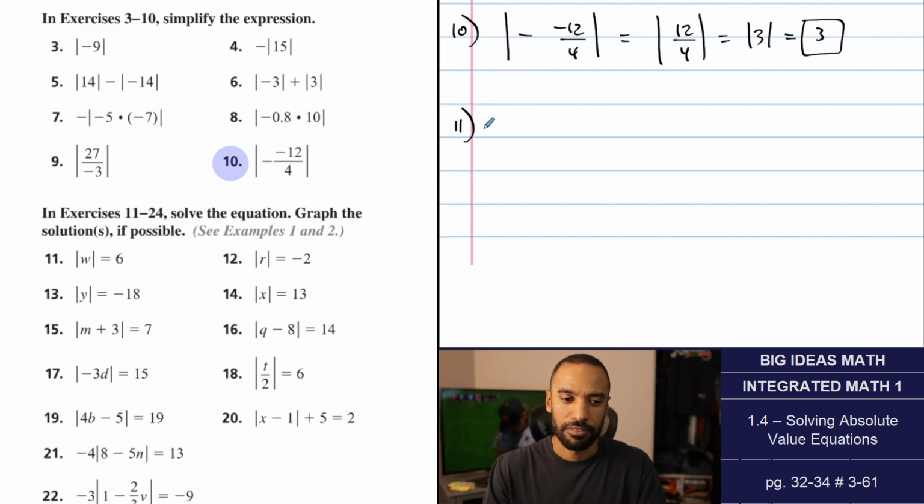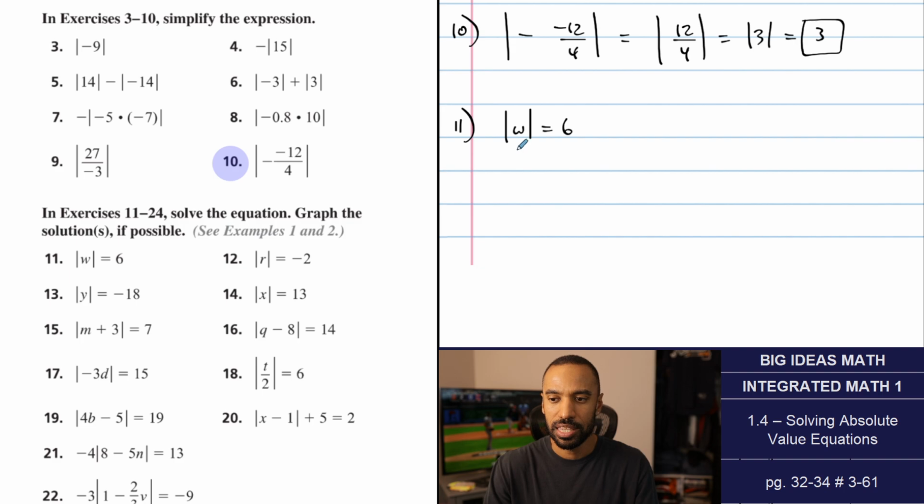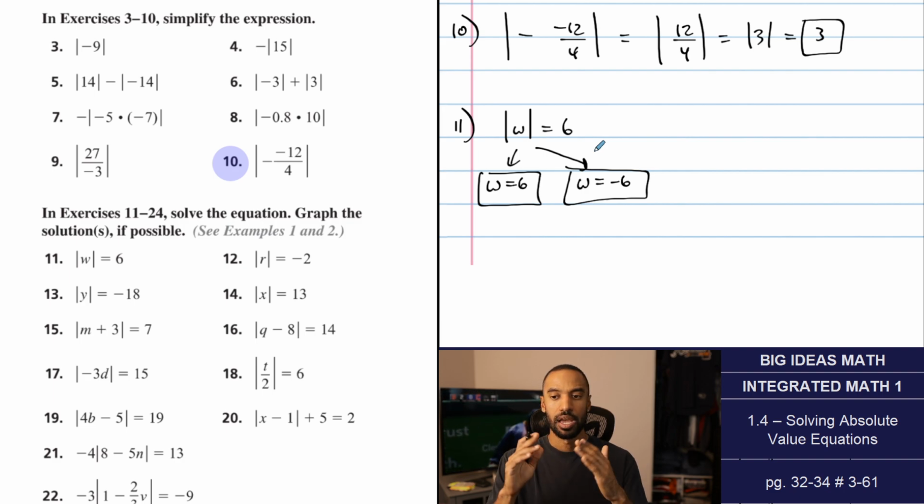Okay, number 11 through 24, 14 problems of solve the equation, graph the solution, or solutions if possible. Number 11 says absolute value of w equals 6. So what can I take the absolute value of to get 6? Either 6 or negative 6. And listen, those are the solutions. There's nothing else I have to do to solve for w. It's already by itself, right? The absolute value of 6 equals 6. Absolute value of negative 6 equals 6.